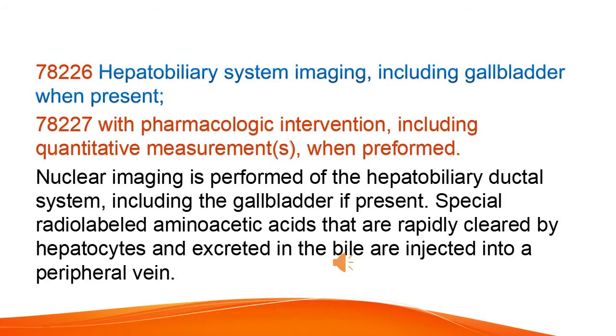Hepatobiliary system imaging, including gallbladder when present. With pharmacologic intervention, including quantitative measurement, when performed. Nuclear imaging is performed of the hepatobiliary ductal system, including the gallbladder if present. Special radiolabeled aminoacetic acids that are rapidly cleared by hepatocytes and excreted in the bile are injected into a peripheral vein.